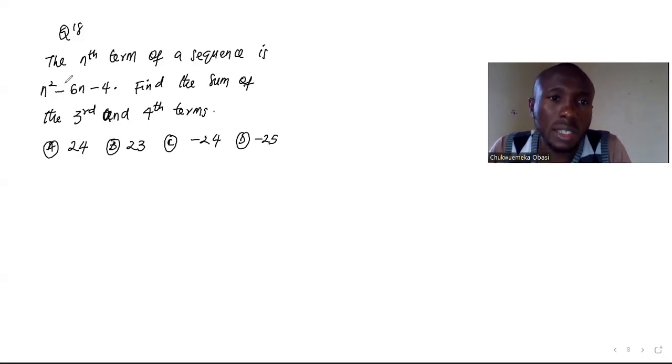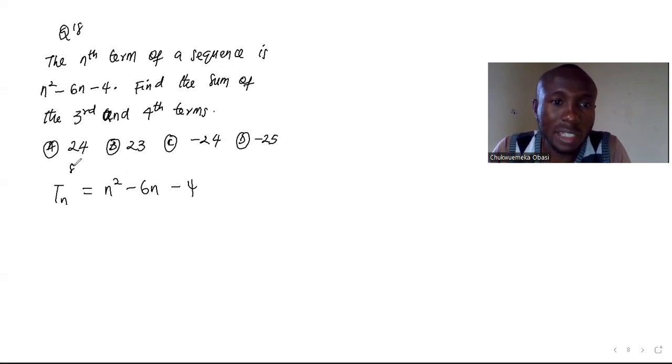All right, it says the nth term of a sequence is this. Let me write it: T sub n is equal to n squared minus 6n minus 4. This is the nth term of the sequence. Now it says find the sum of the third term and the fourth term. So let us get the third term. The third term is when n is 3, that will be T sub 3.